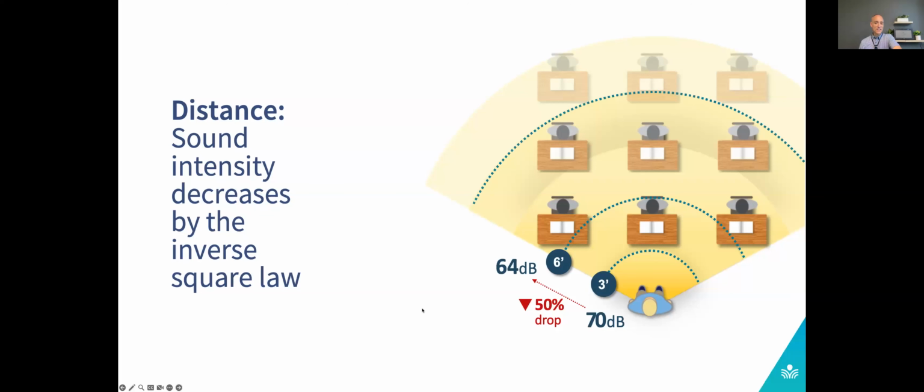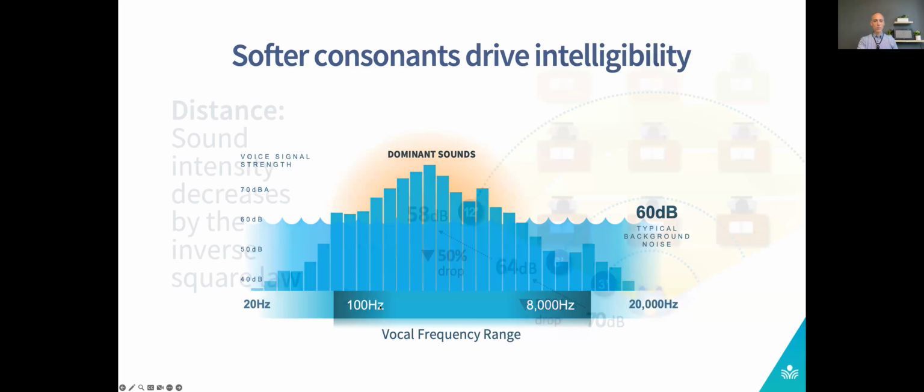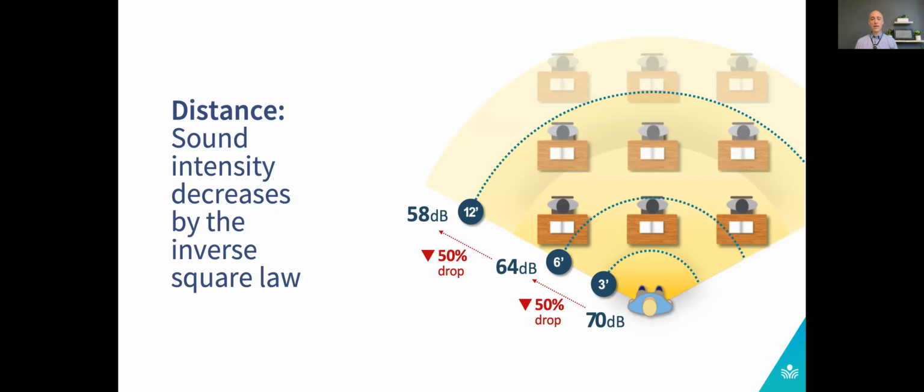Now, if you double that distance again, a 50% drop, it drops down to 58 decibels. And in a standard classroom, maybe at 55 decibels of sound, maybe in a classroom with students in it, the 70 decibels may be great at 3 feet away, but at 12 feet away, all of a sudden your signal is only 3 decibels higher than what the ambient noise is around it.